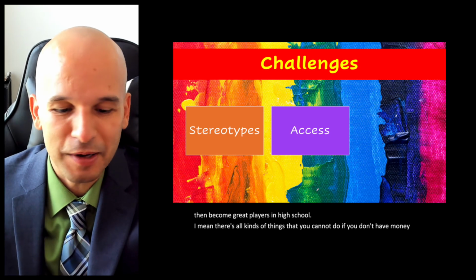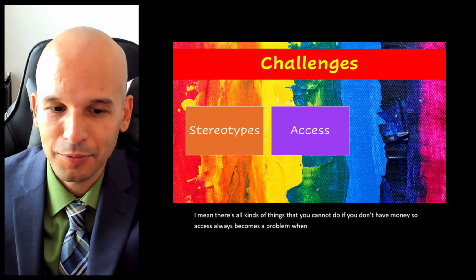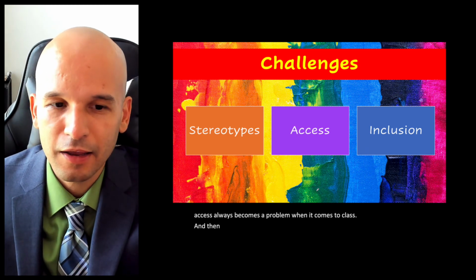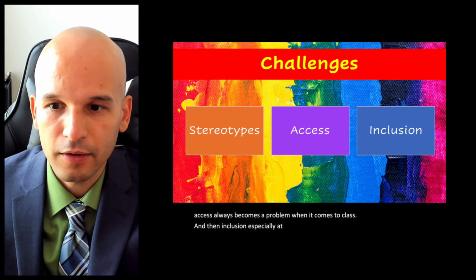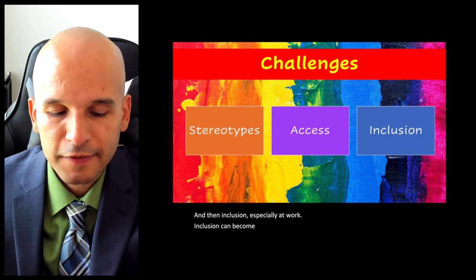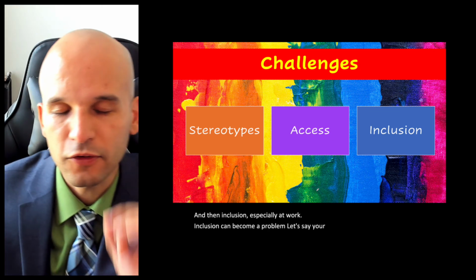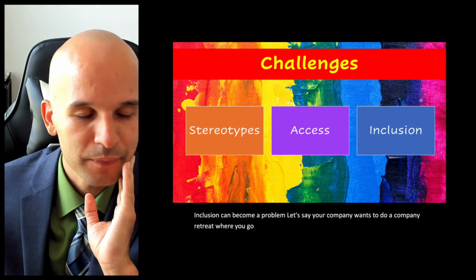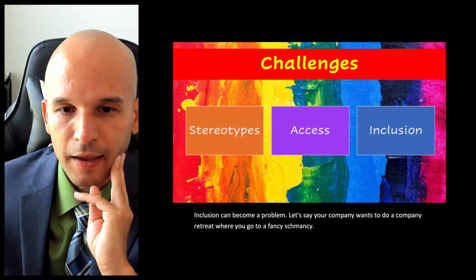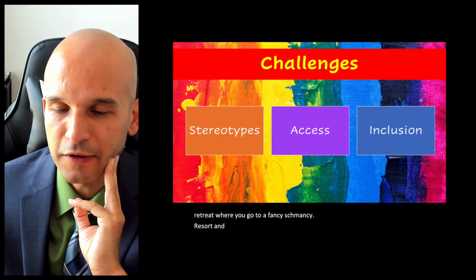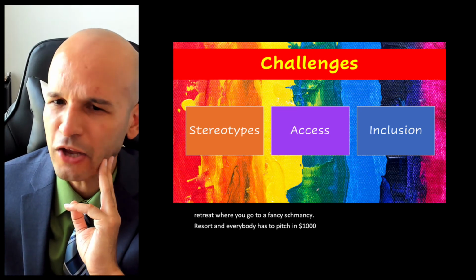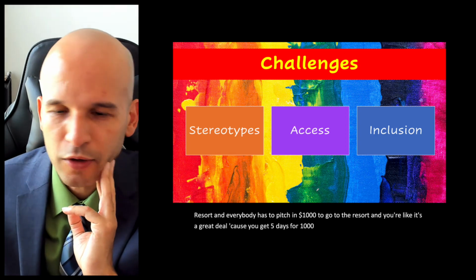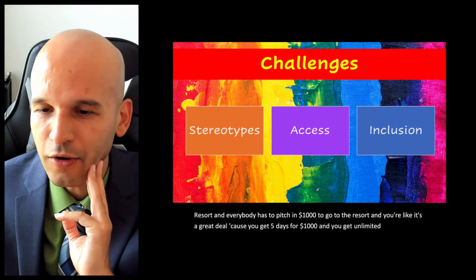So access always becomes a problem when it comes to class. And then inclusion. Especially at work, inclusion can become a problem. Let's say your company wants to do a company retreat where you go to a fancy schmancy resort and everybody has to pitch in $1,000 to go to the resort. And you're like, it's a great deal because you get 5 days for $1,000 and you get unlimited massages and all that.